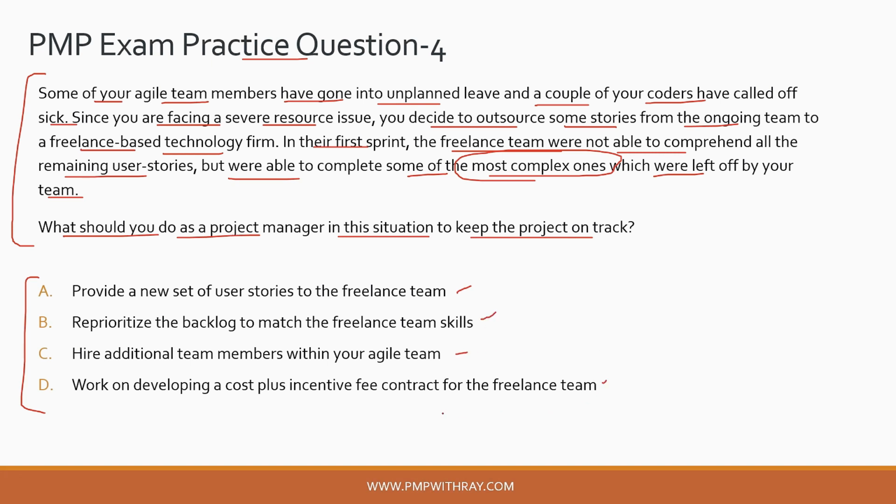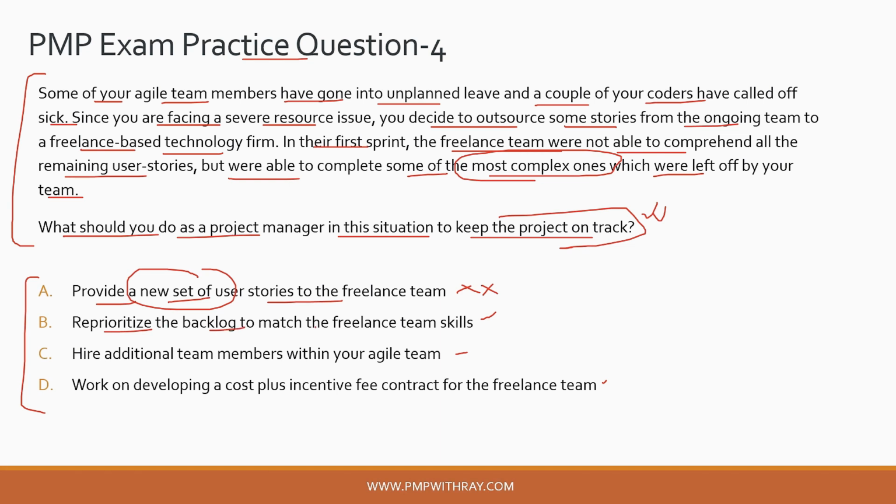So let's start evaluating the options one by one. Provide a new set of user stories to the freelance team. Okay, so that is incorrect, right? So you are already in a sprint, you are already in an iteration working with a set of user stories. Now giving a new set of user stories to this freelance team will not help you anyways to keep the iteration of the sprint on track and taking a step forward the project itself on track, right? So that option is incorrect. Let's look at option B.